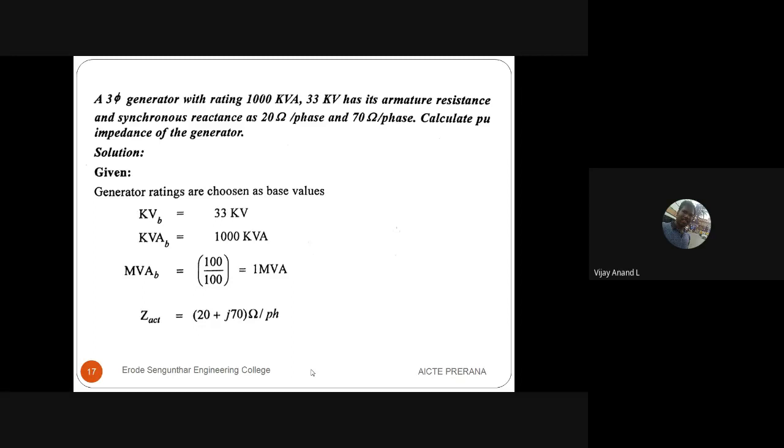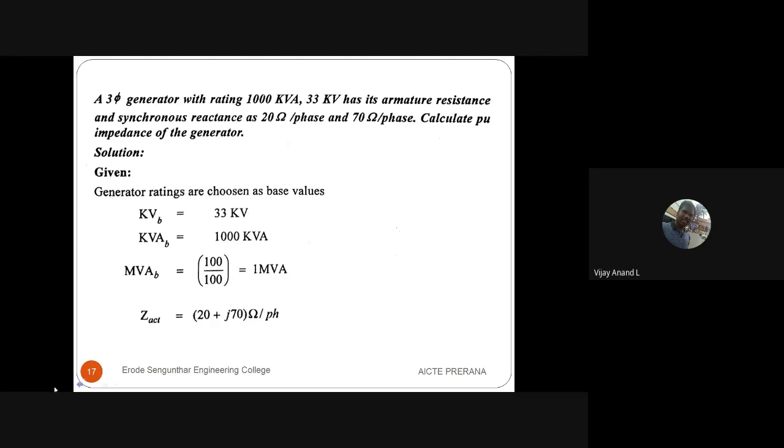Next problem: a three-phase generator with a rating 1000 kVA, 33 kV has its armature reactance and synchronous reactance as 20 ohm per phase and 70 ohm per phase respectively. Calculate per unit impedance of the generator. We have to calculate per unit impedance.